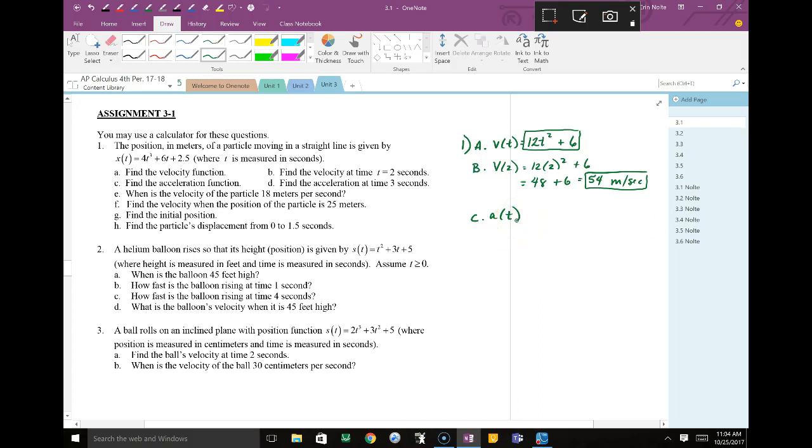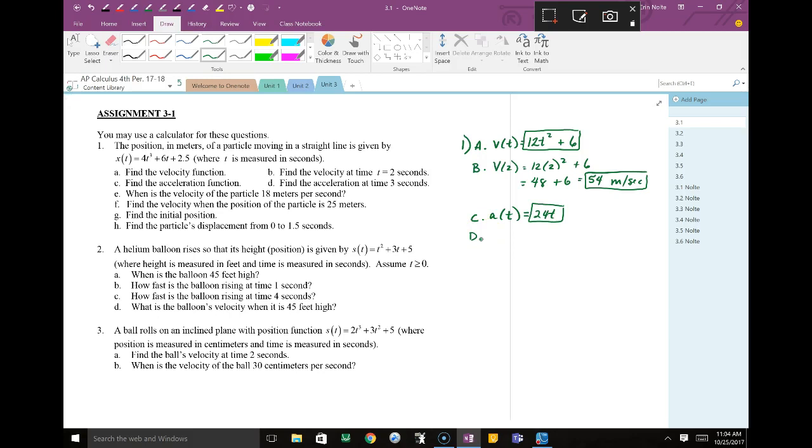C. Find the acceleration. How do you find the acceleration? Velocity, right? So, anybody get 24t? Thank you. Well, you guys were taking a long time writing down the equation.